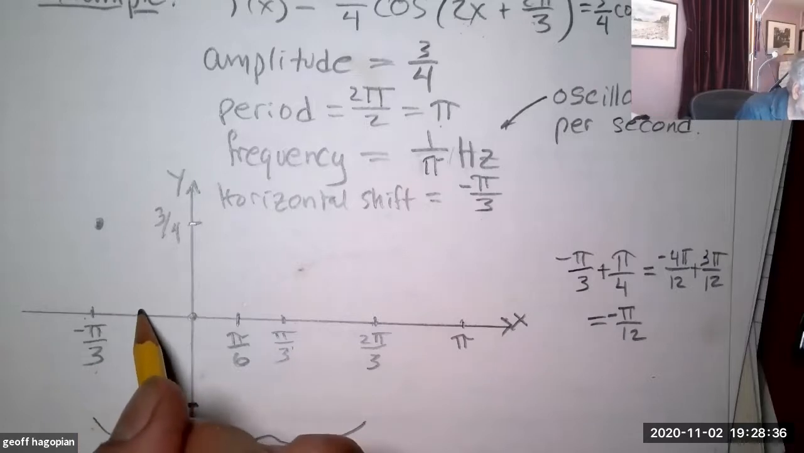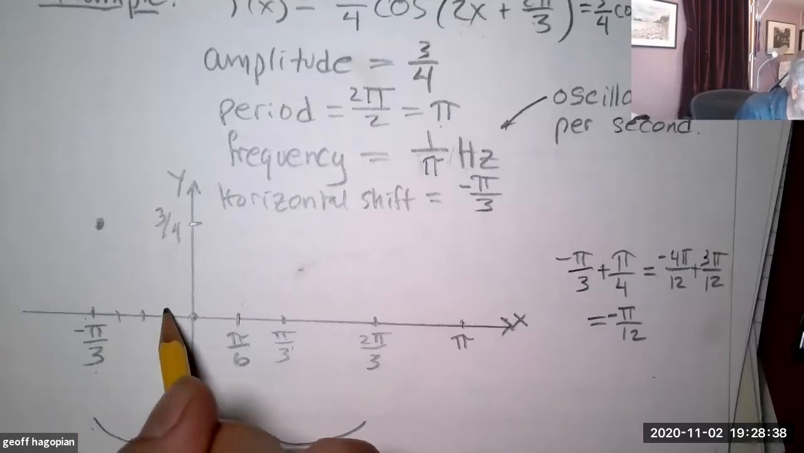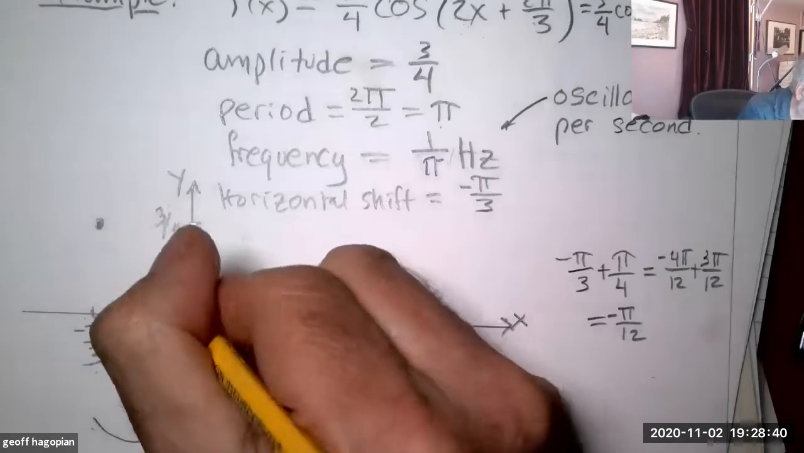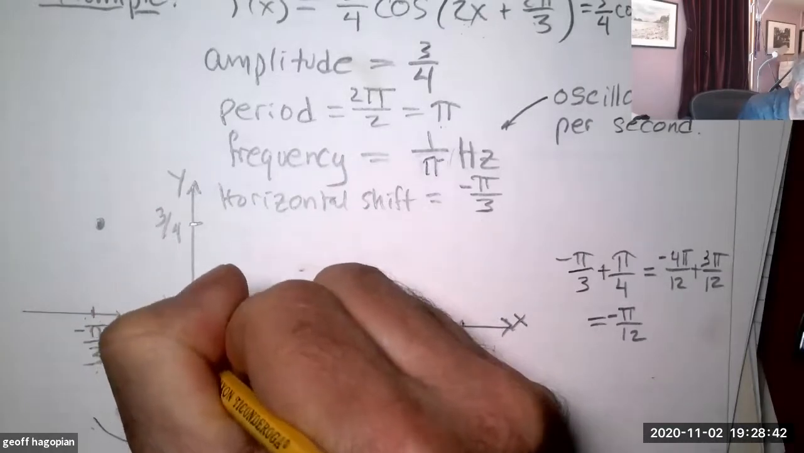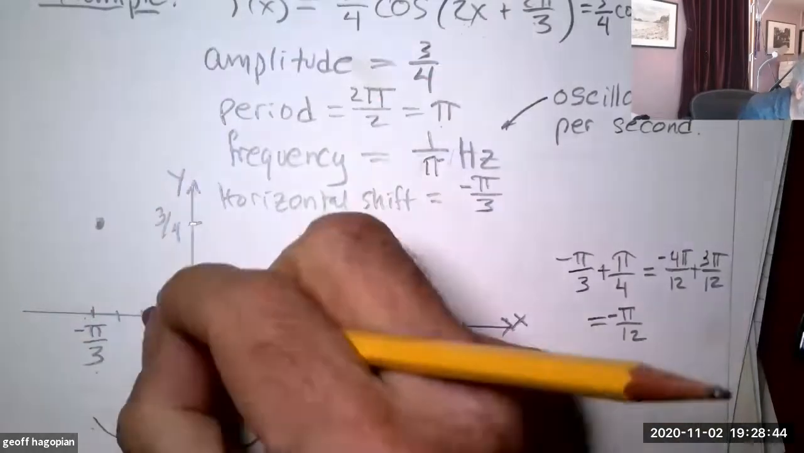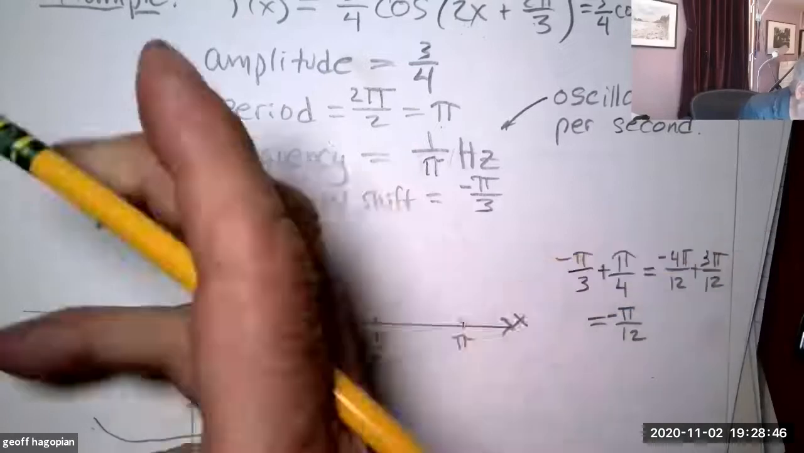So I'm going to say, break this into 4 equal pieces. This one is going to be negative pi over 12, right? Let's see if I can make a pi.